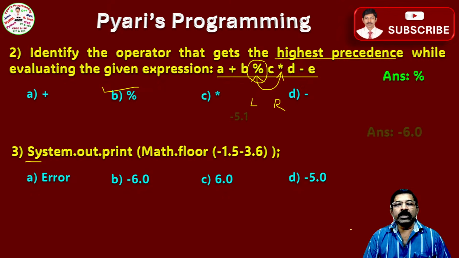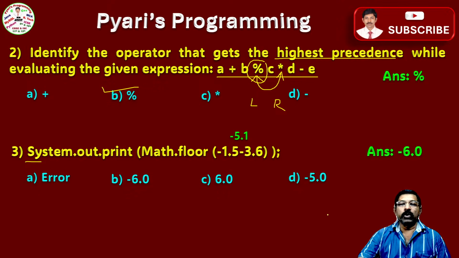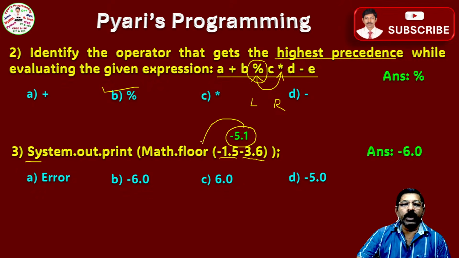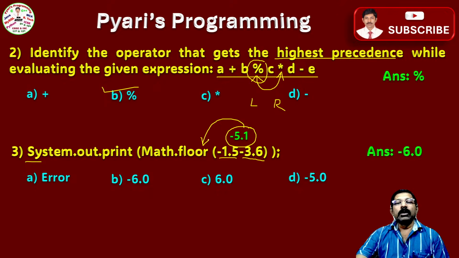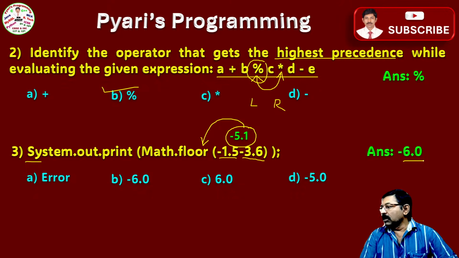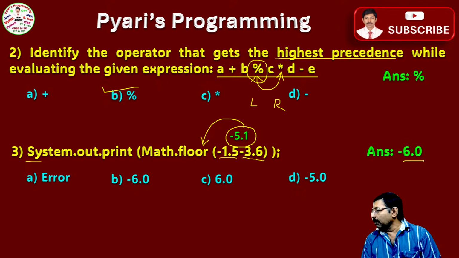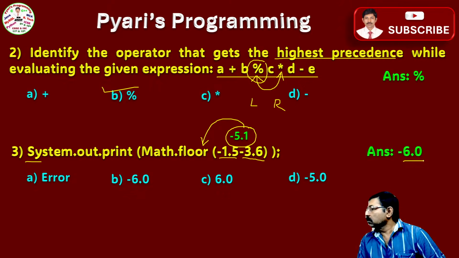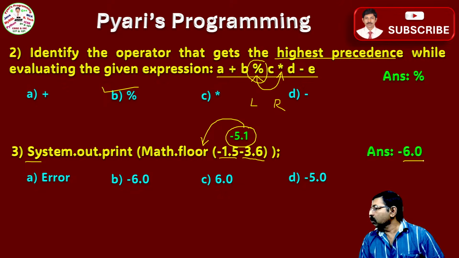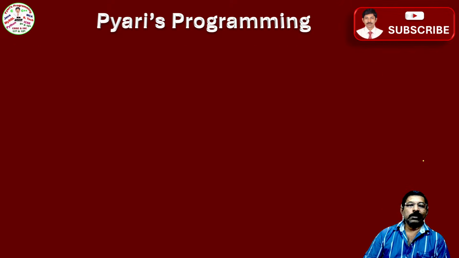Okay, so let's start. The answer is minus 6.0 because minus 1.5 and minus 3.6 will result in minus 5.1, and the single parameter is given to math.floor, which will round down to the nearest integer. In case of negative, it is minus 6.0. Hence, option B is the correct answer. I think maximum students have given this one. Very good. Mohit, understood? Next one.